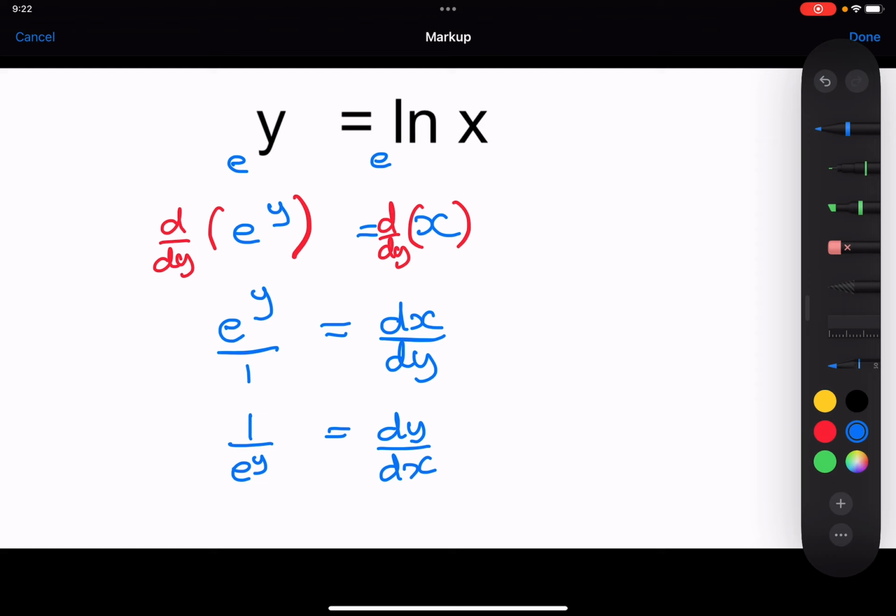So I've got my gradient function, dy by dx. And now I'd like it to be in terms of x, not in terms of y. So what is e to the power y? Well, if you remember, a few moments ago, e to the power y was equal to x. So I can replace that e to the power y with x. And there we have it. I've proved that when we differentiate ln x, we get 1 over x.